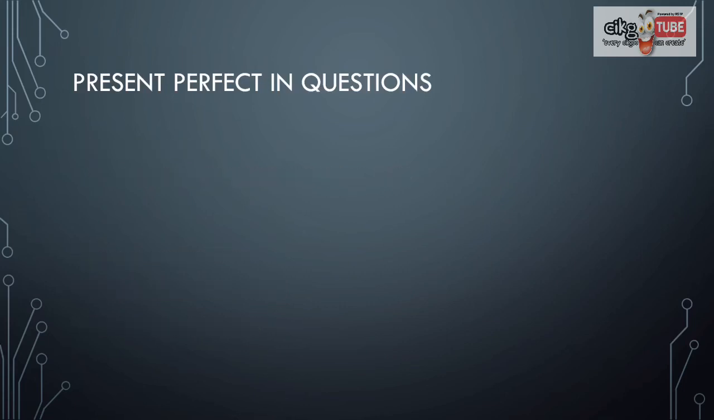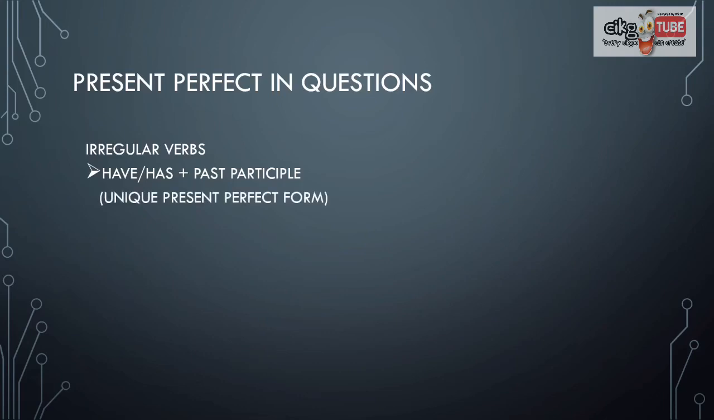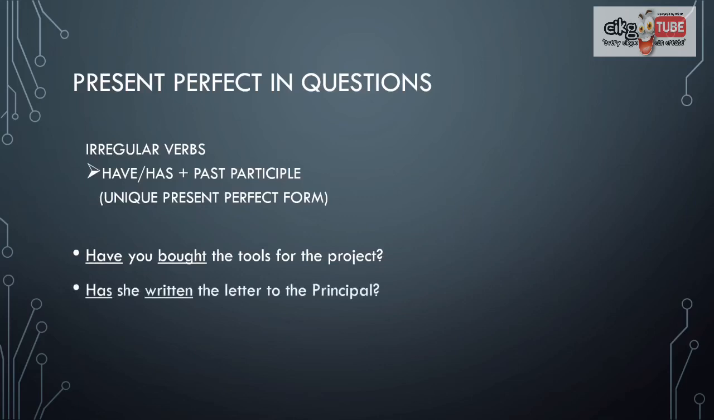For the irregular verbs, we also use the auxiliary verb to have and the past participle. But now, the unique present perfect tense form. For example, have you bought the tools for the project? Has she written the letter to the principal? Has he chosen a nice tie to match?